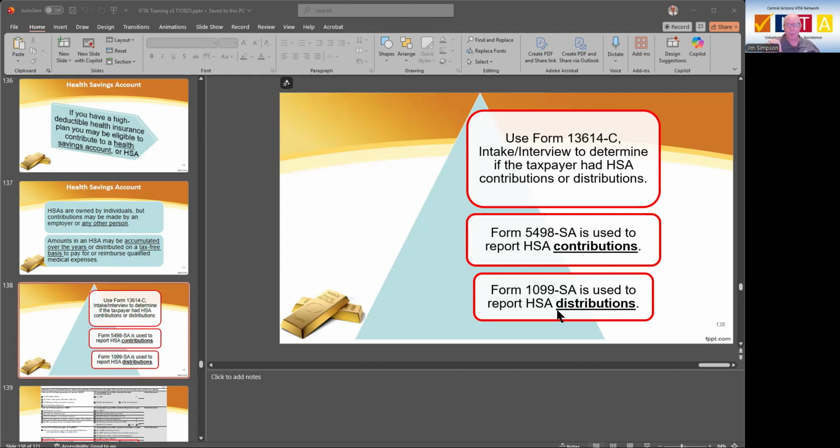Sometimes when they've marked yes on that box and we start quizzing them, they say, oh yeah, I've been doing that, but I just use my card. They give me a debit card and I just use that to pay the medical expenses. I don't have any receipts. Well, the trustee would have sent them a report, this 1099-SA, of what their distributions were and also what the contributions were. Sometimes we have to send them home to get that report.